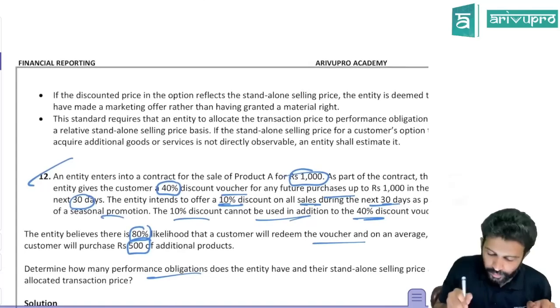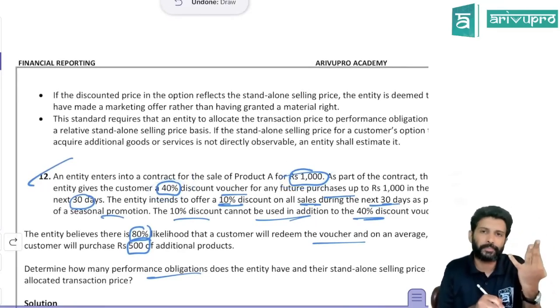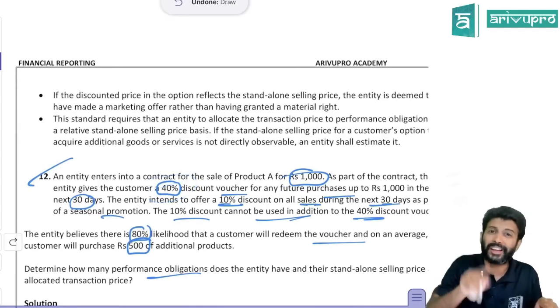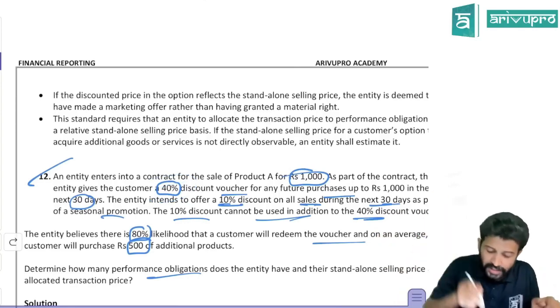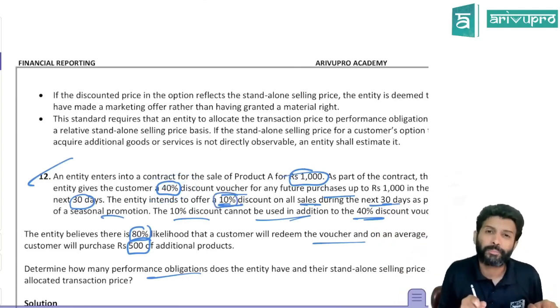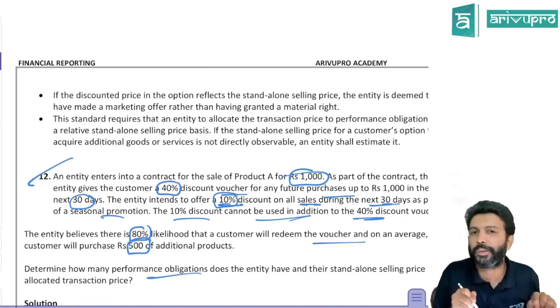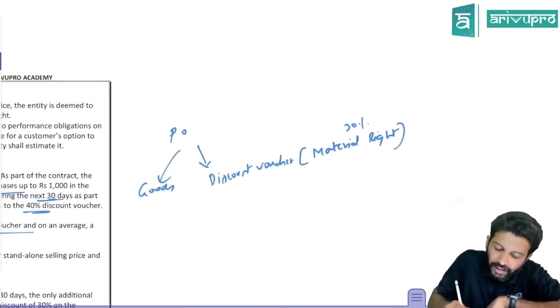Check over here. Since the customer purchased this product A, he got a discount coupon of how much? 40%. Is every customer getting a 40% discount voucher? No, only this customer is getting it. But hang on, some seasonal promotion is going on. Then every customer is getting, any which way, 10% discount. And this customer got 40% discount. That means what? How much extra this customer got? 30%. That means that 30% represents the material right.